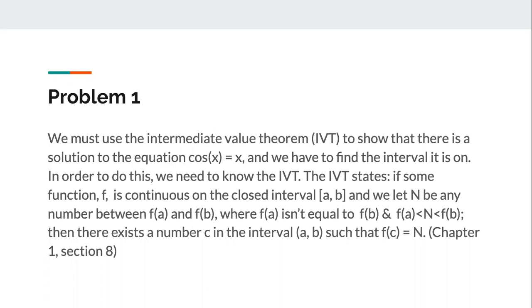So the intermediate value theorem states if some function f is continuous on the closed interval a to b, and we let n be any number between f of a and f of b, where f of a isn't equal to f of b, and f of a is less than n, and n is less than f of b, then there exists a number c in the interval a to b such that f of c equals n. And this comes from chapter 1, section 8, which is all about the intermediate value theorem.